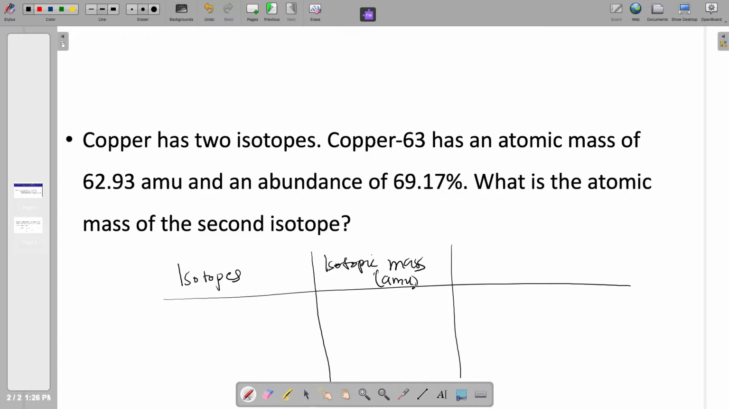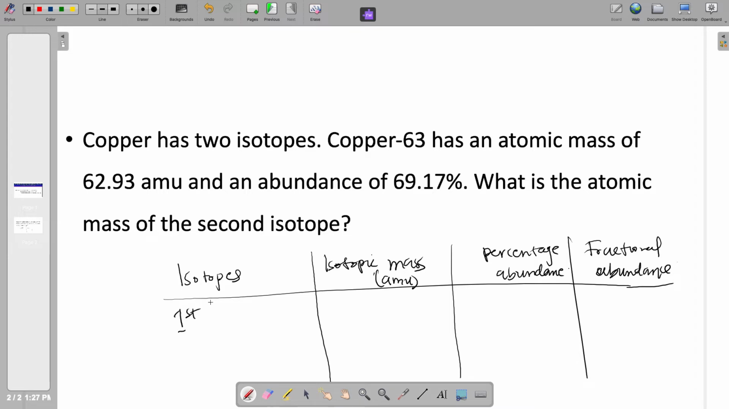And then we have what we call the percentage abundance. And then I'll add the next column here called fractional abundance. So how many isotopes do we have? Two isotopes. Based on the question, copper has two isotopes. So for the first isotope, I write first isotope. And remember, the first isotope is copper 63, and the second isotope we don't know what it is.